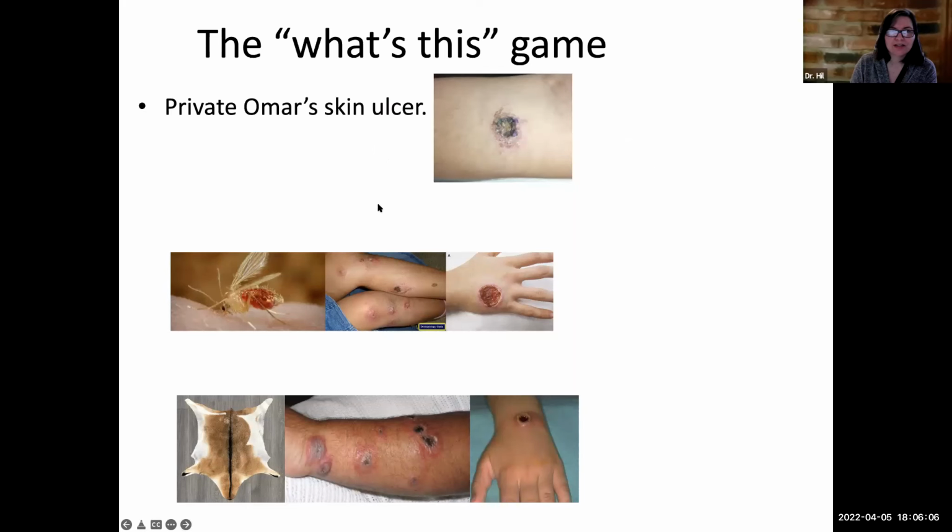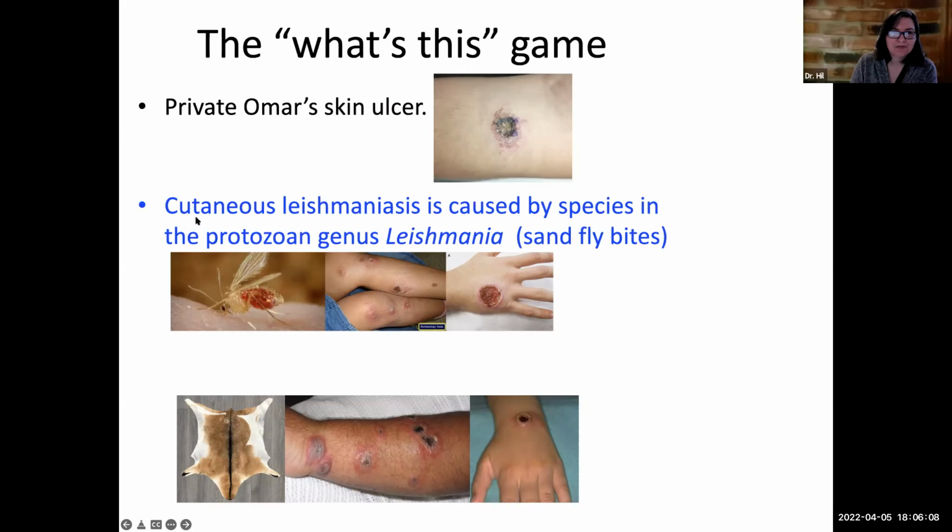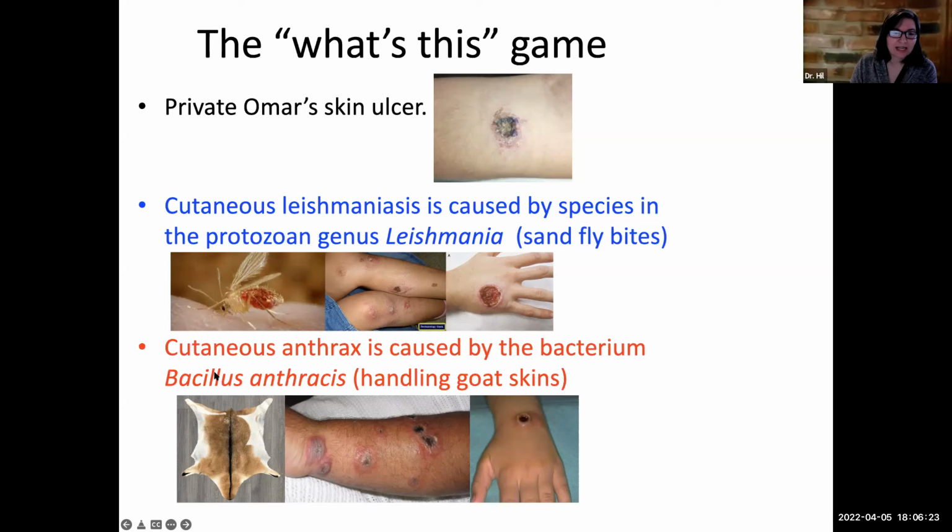Okay, so here's his skin ulcer. Here's some info about cutaneous leishmaniasis. It's caused by a species in the protozoan genus Leishmania, which is spread by sandfly bites. It's carried in the saliva of the sandfly. And cutaneous anthrax is caused by the bacterium Bacillus anthracis, and the most common origin would be handling livestock skins, like goat skins.